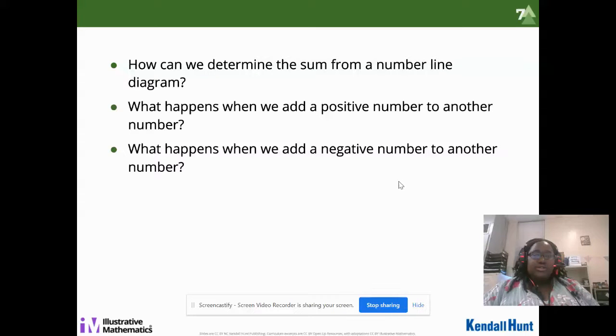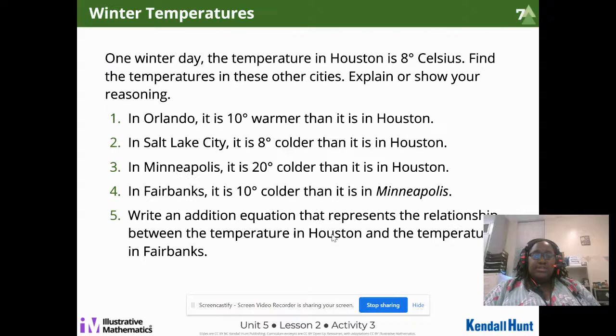How can we determine the sum on a number line? And what happens when we add a positive number to another number? And then what happens when you add a negative number to another number? So really, you need to look at whether you think that values are increasing or decreasing with those last two questions. Here are some other scenarios, guys, where they're actually using real life applications.